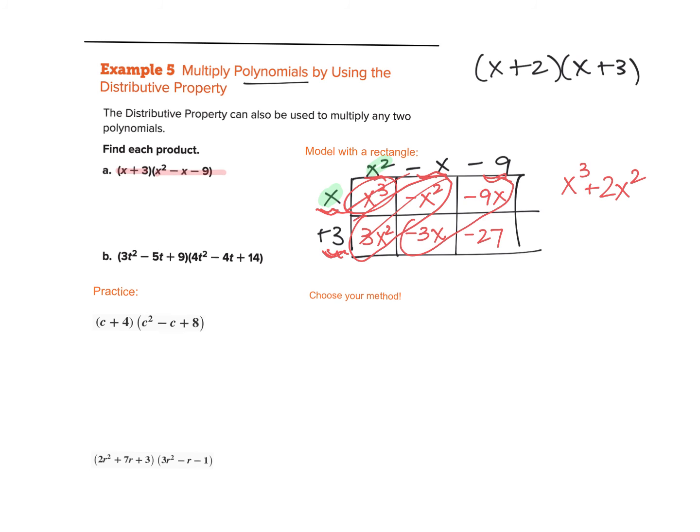If you look here, I'll combine my x's, and it looks like I have negative 12x. And then I just have that negative 27 in the back. Okay, now that is one way you could do it.